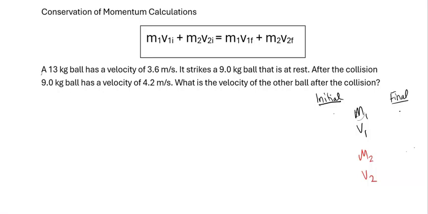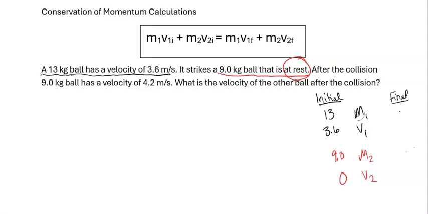So now I go to the text and I can see right here, my first item is a 13 kilogram ball. So I'm going to have that be item number 1. So its initial mass is going to be 13. And it tells me this ball has a velocity of 3.6 meters per second. So that is going to be its initial velocity. Okay, then it tells me it strikes a 9 kilogram ball that is at rest. So this 9 kilogram ball is my second object. So its mass is 9.0. And since it tells me it is at rest, that means its initial velocity is 0. It is not moving.